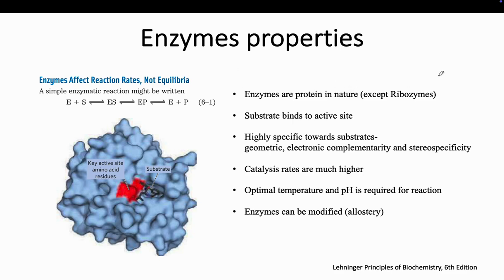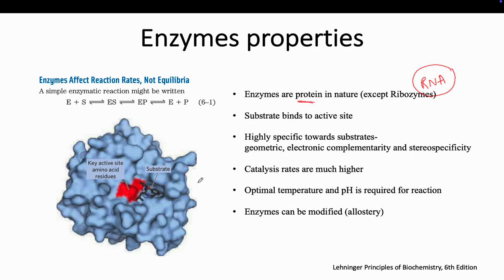Enzymes are protein in nature except ribozymes. Ribozymes are nothing but RNA. The major macromolecule here is the nucleic acid, that is RNA. Apart from ribozymes, we have DNA enzymes also. You can search for different DNA enzymes. So RNA and DNA can both act as enzymes, but almost 90-95% of enzymes are protein in nature.